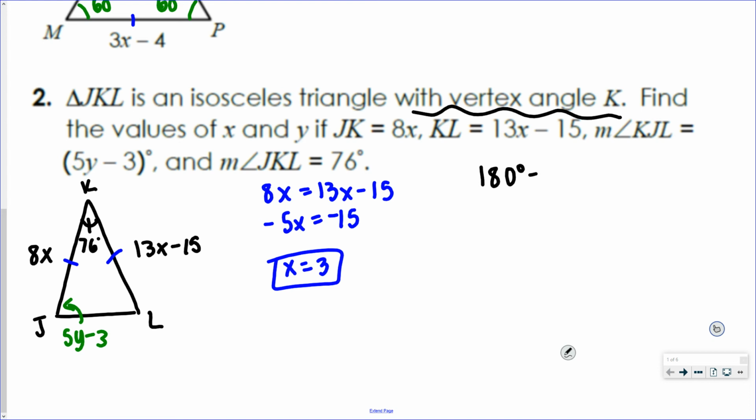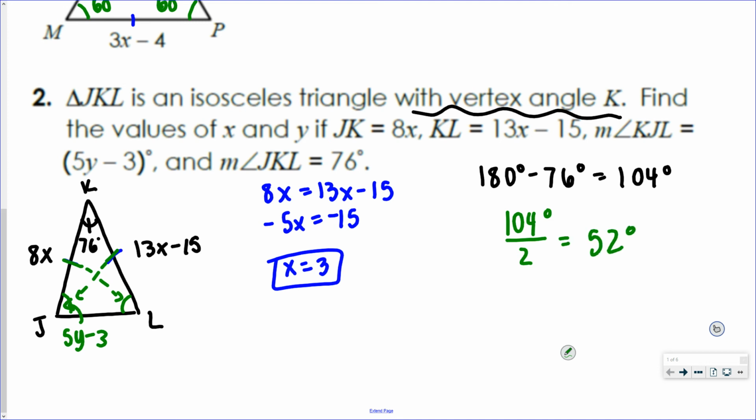So I took 180 and subtracted off 76, because I already knew that my vertex angle was 76. So I have a remainder of 104 degrees left in my triangle between these two angles. Now, in isosceles triangles, if these are congruent sides, what does that tell me about the angles across from them? They're also congruent, exactly. So if there's 104 degrees left between those two, they're each how many degrees? 52, yep. They each have to be 52.